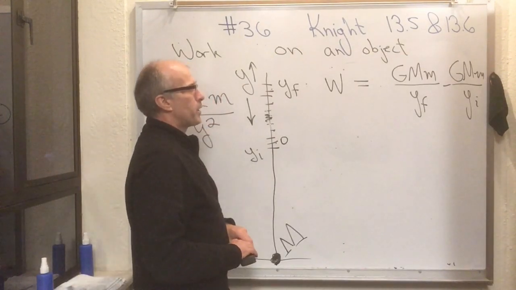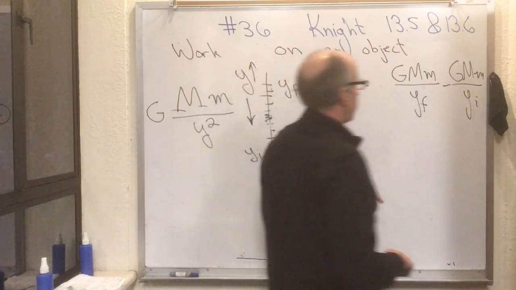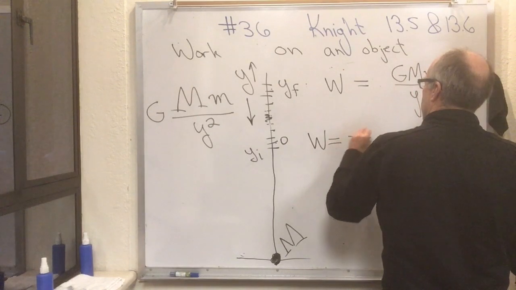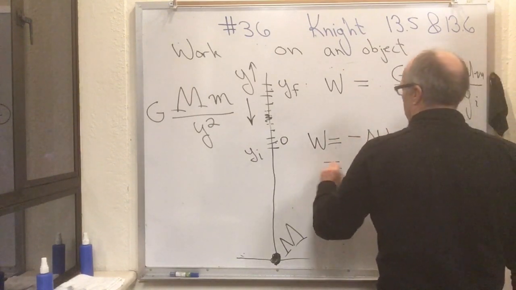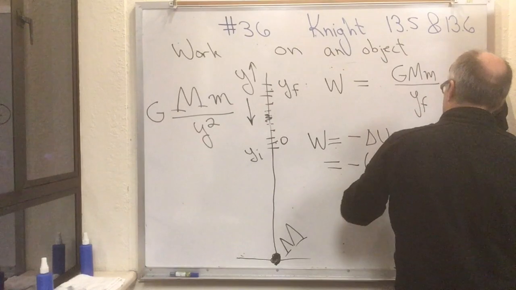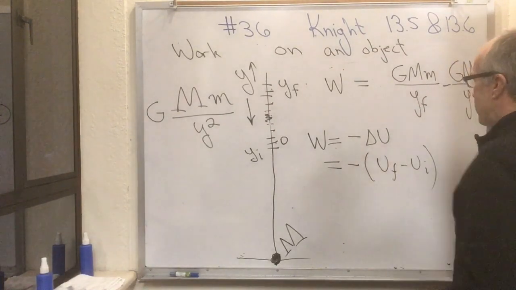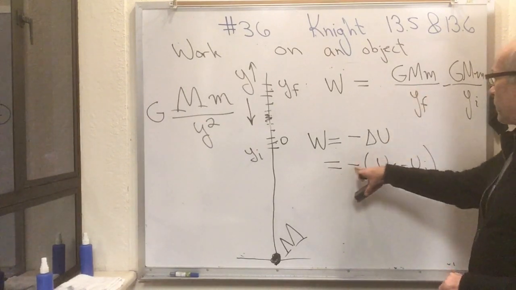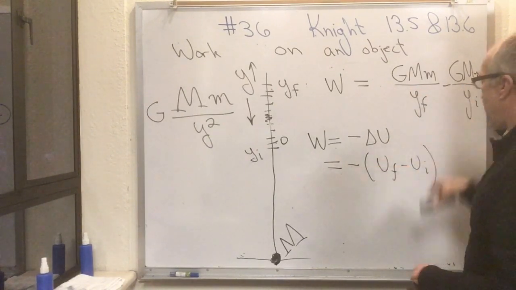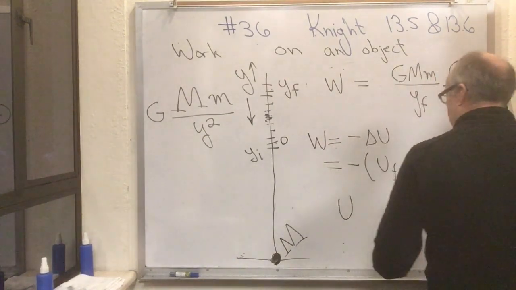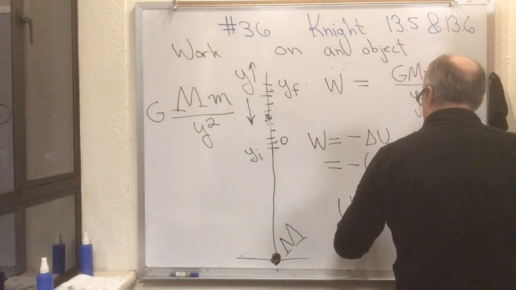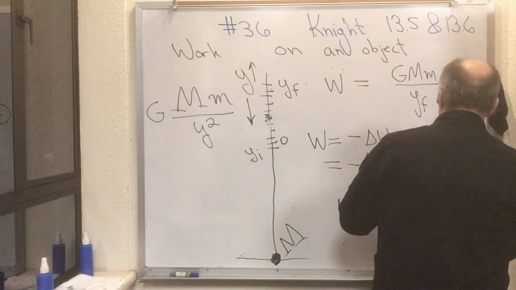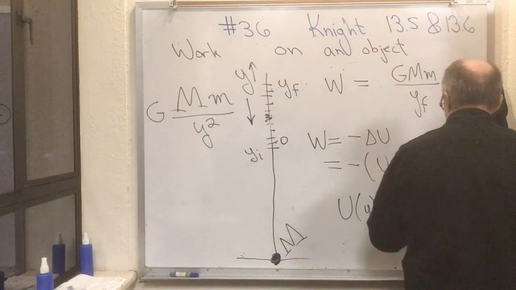Now, as usual, we would love it if we could choose a potential such that W was equal to minus the change in the potential. In other words, minus U final minus U initial. Now, that's actually not that hard at all. If we identify minus U final with that and plus U initial with that, we see that a function for which this works is U of y is equal to minus G capital M little m over y.